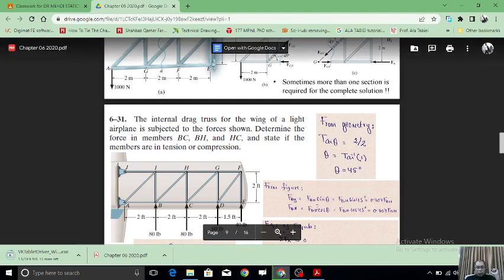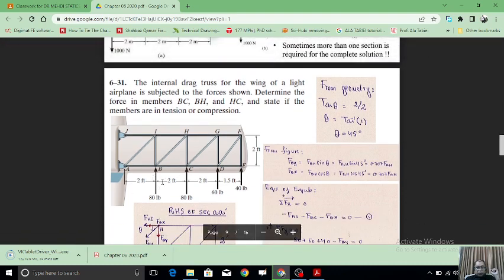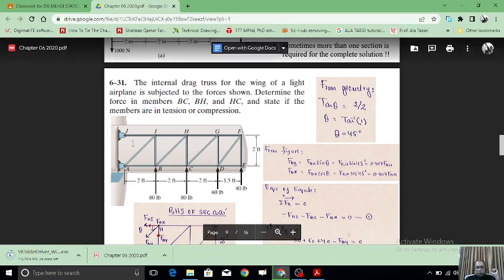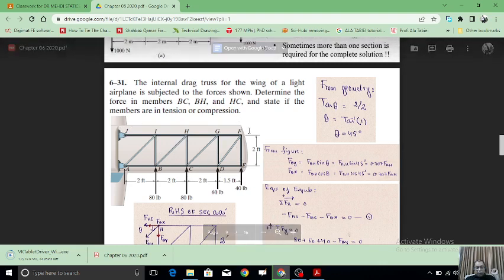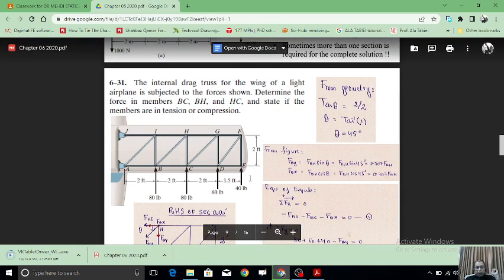The forces are being applied at point B 80 pounds, point C 80 pounds, point D 60 pounds, and point E 40 pounds. The truss is being reinforced by these diagonal truss members, and when bending, it is also reinforced with these vertical truss members, and it is enclosed in the wing of an airplane.